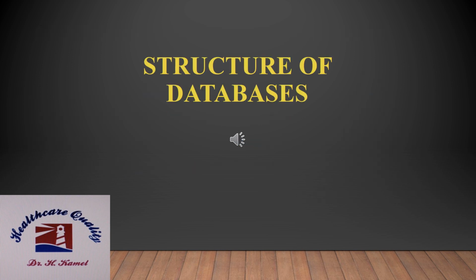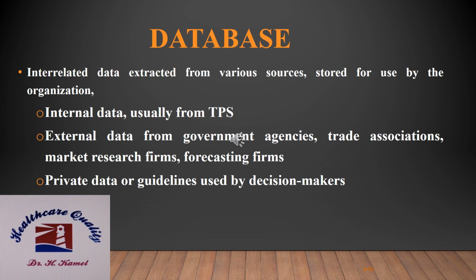Now we come to a brief illustration of the structure of databases used in information system technology. A database is interrelated data extracted from various sources, stored for use by the organization. Internal data, usually from transaction processing systems we will discuss later. External data from government agencies, trade associations, market research firms, and forecasting firms, and private data or guidelines used by decision makers.